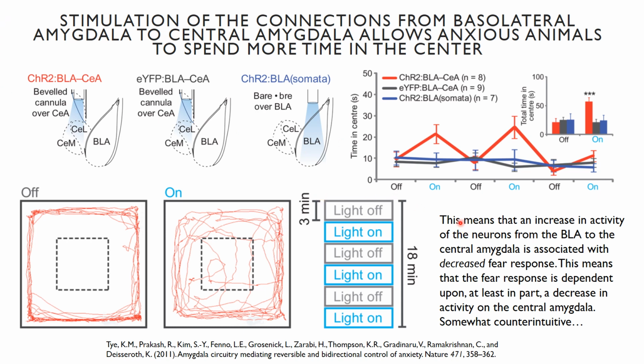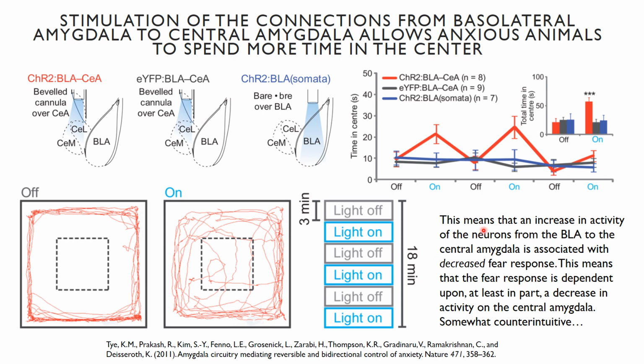Now I realize this is somewhat counterintuitive, but what it means is that an increase in the activity of the neurons from the BLA to the central amygdala is associated with decreased fear response. And what this means is that the fear response is dependent upon, at least in part, a decrease in activity on the central amygdala from the basal lateral amygdala. We normally think of activity as being related to inducing this behavior. But instead, what seems to be the case is that this is one regulation point where, in fact, it's a decrease in activity that leads to this.